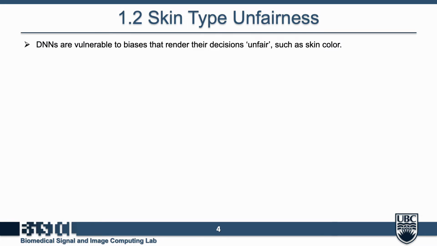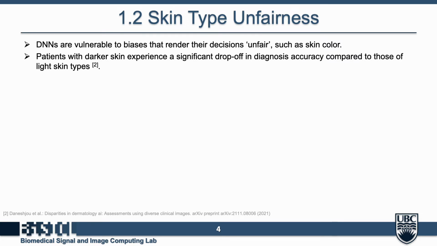Despite their success, DNNs are vulnerable to biases that render their decisions unfair, such as skin color. For example, a recent study has shown that patients with darker skin experience a significant drop-off in diagnosis accuracy compared to those of light skin types. This limits the successful clinical deployment of these models.